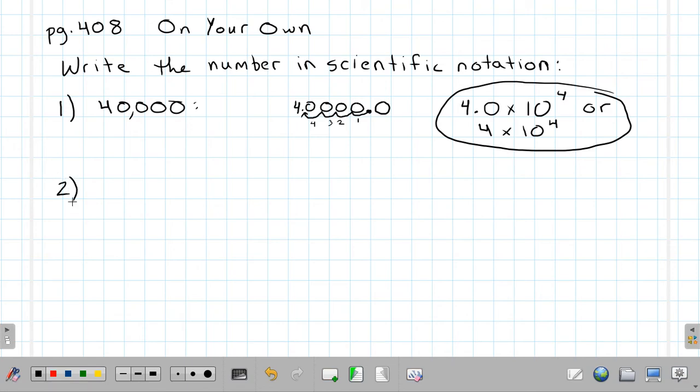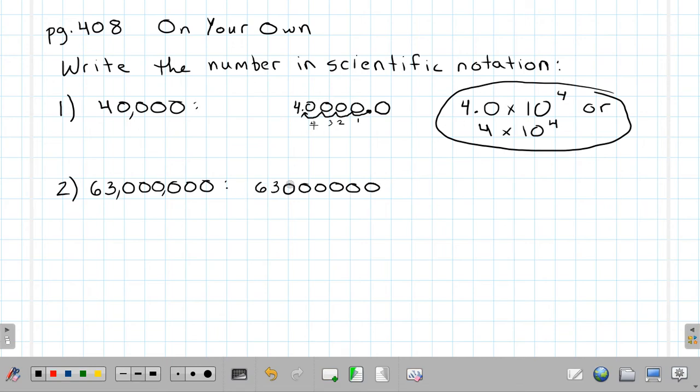So let's go ahead and look at number 2. We have the number 6, 3, and then we have 1, 2, 3, 4, 5, 6 zeros. So that's the number 63 million. So let's rewrite the number 63 million, and I'm going to rewrite it without the commas. The whole reason I don't like the commas is that if I'm moving the decimal place, I don't want to mistake a comma for a decimal.